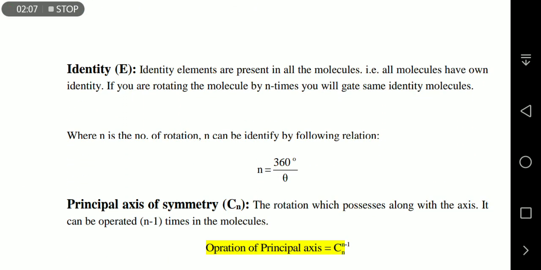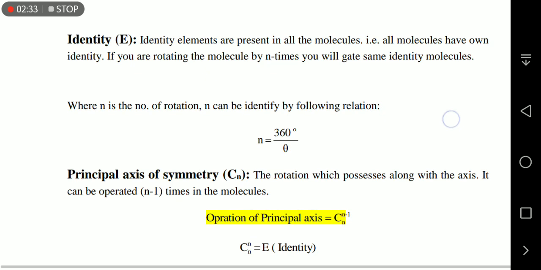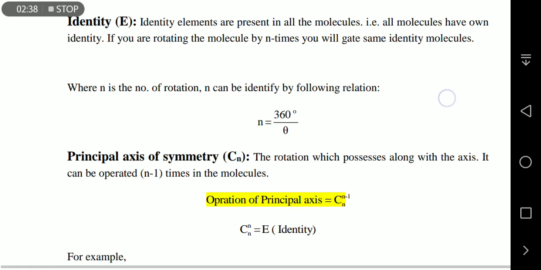Now, what is the identity symmetry element? Identity element is present in all the molecules. That means all molecules have their own identity. If you are rotating the molecule n times, you will get the same identity molecule, where n is the number of rotations and can be identified by the following relation: n equals 360 degrees divided by theta.